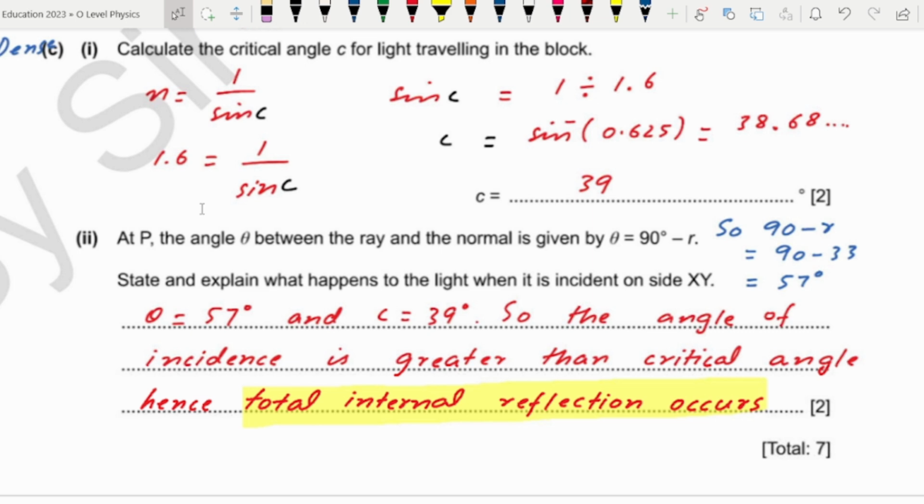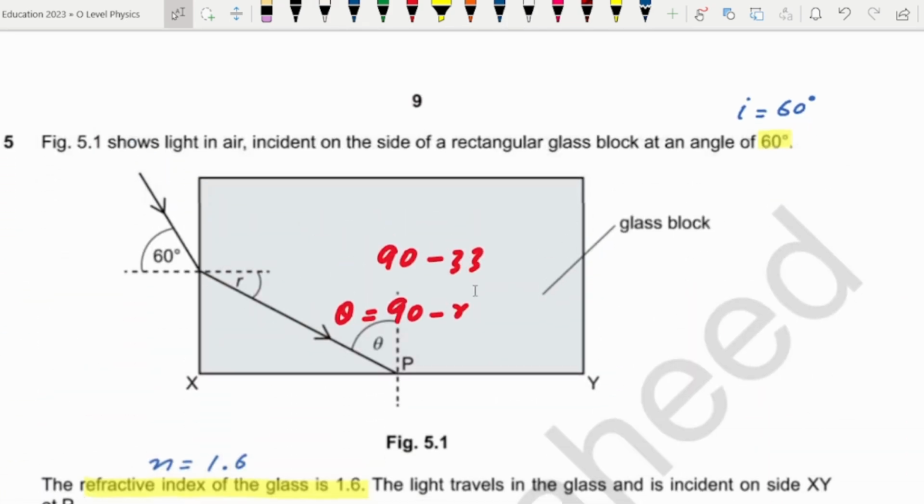At P, the angle theta between the ray and the normal is given by theta equals 90 minus r. State and explain what happens to the light when it is incident on the side XY. So this angle, they have shown over here, is 90 minus r. You see this angle is r and that angle would also be r, alternate angles, a bit of mathematics going on here. And then you have the normal line. The angle between the surface and the normal is 90. So the lower one is r, the upper one would be 90 minus r.